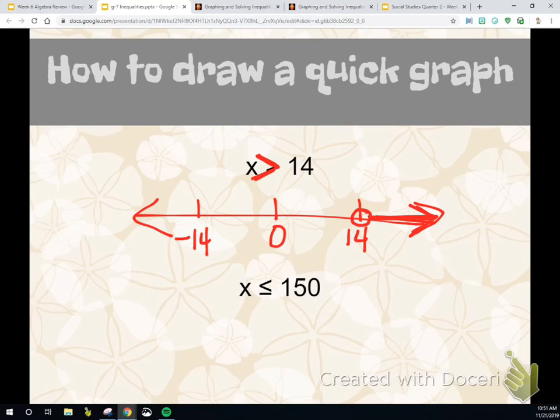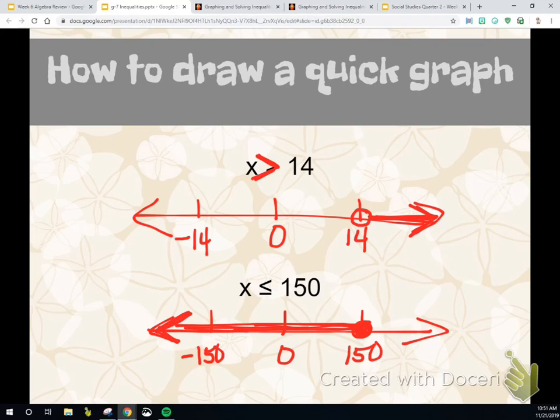Now if you'll do this one without my help. So write this problem. X is less than or equal to 150. Draw your quick graph, and let's see how you do. Okay, look at yours. See if it looks like mine. Closed circle, shaded to the left on 150.